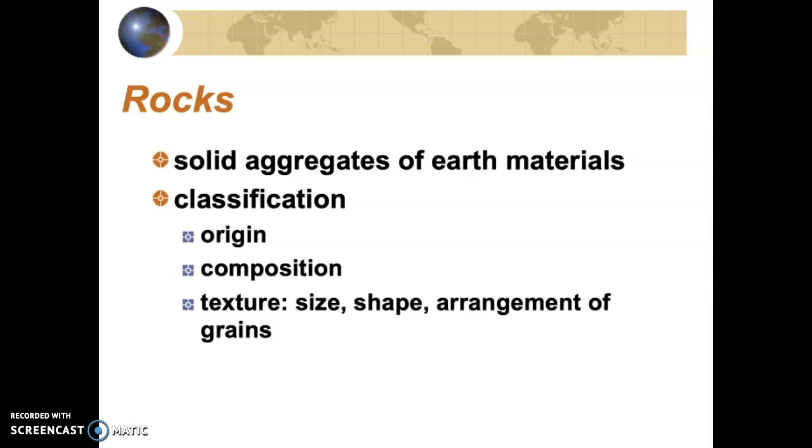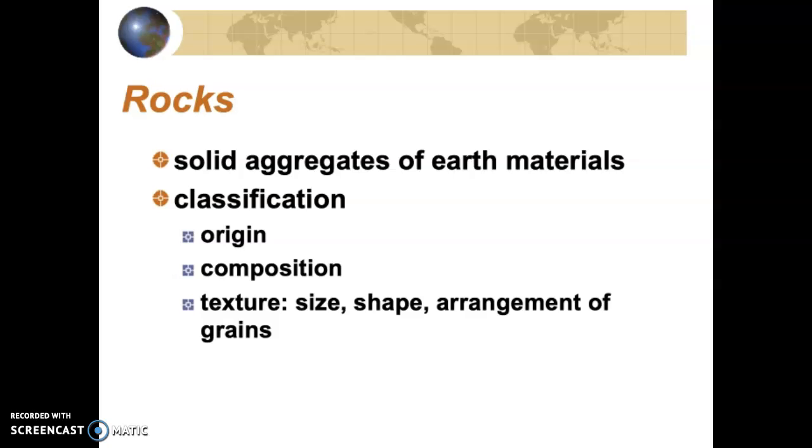They could also be made of amorphous material, which is not crystalline, and therefore not a mineral, and that would be something like volcanic glass. So the definition of rocks is very, very broad, just a solid aggregate of earth materials. It encompasses many, many things.